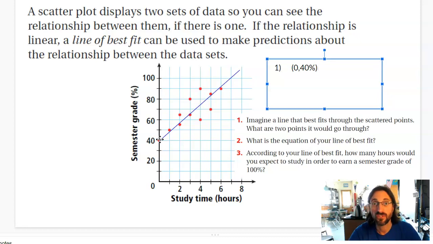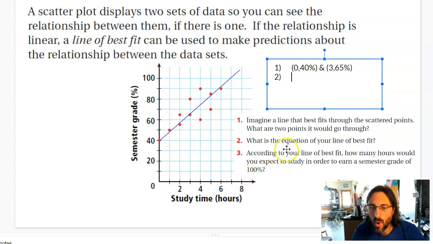Okay, what's another point that it would go through? Okay, trouble avoided. Another data point on this line. It looks like, you know what, right here. I'm touching any one of these red points, and I would say I'm pretty darn close. So this looks like 3 hours. So let's go 3 comma, and then I'm between 60 and 70. So we're going to call that 65%.